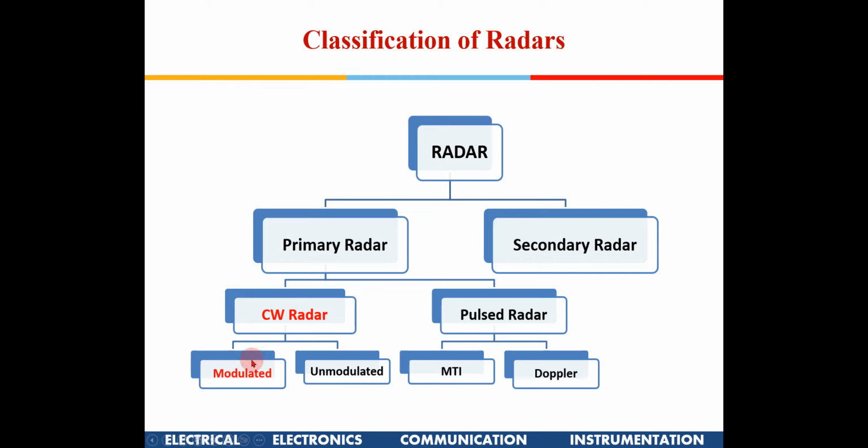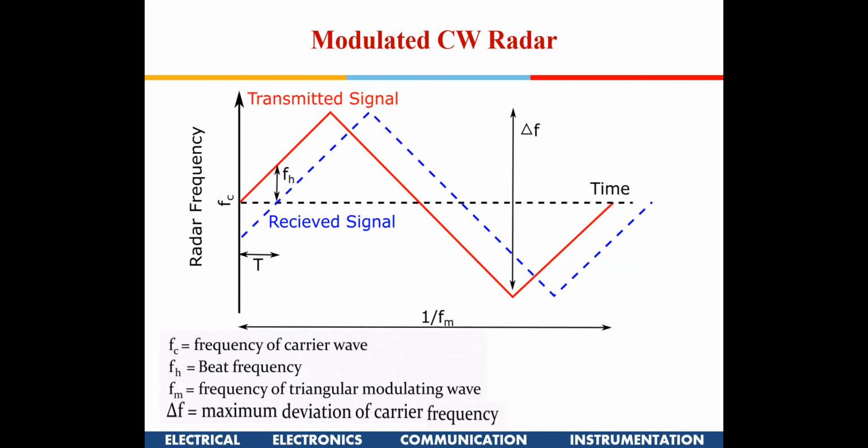Okay, so let's talk about it now. This is where we are: under radar, primary radar, and under primary radar we have CW radar. Under CW we have modulated CW radar. So we are going to learn about that today. This is how a modulated CW radar frequency looks in the time domain. So you have a carrier frequency which is continuously changing with respect to time, right? So I have fc. Look, the transmitted frequency is continuously increasing.